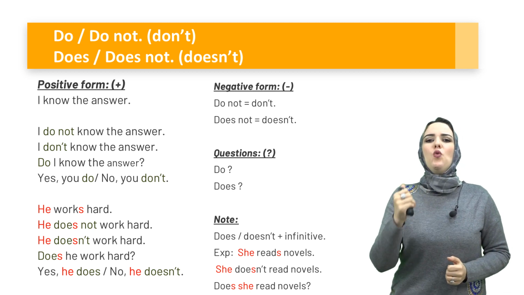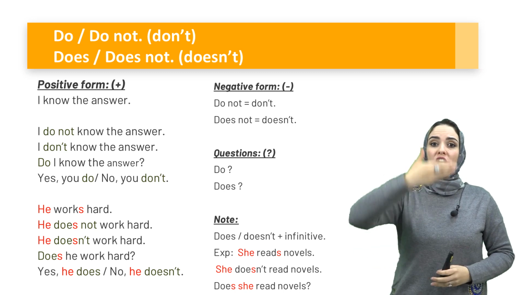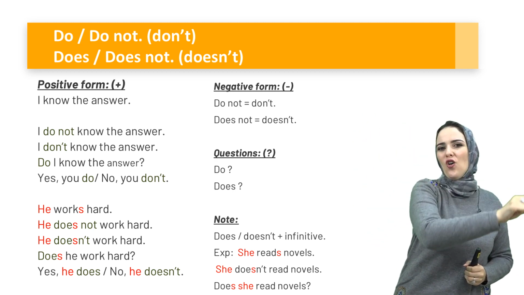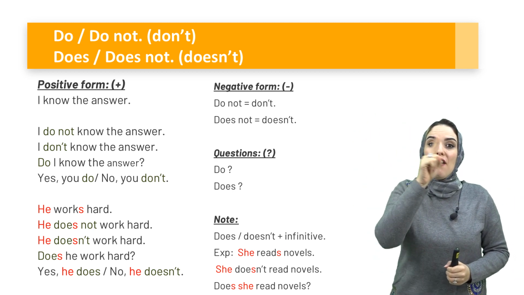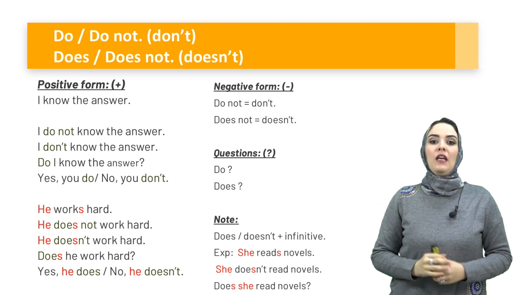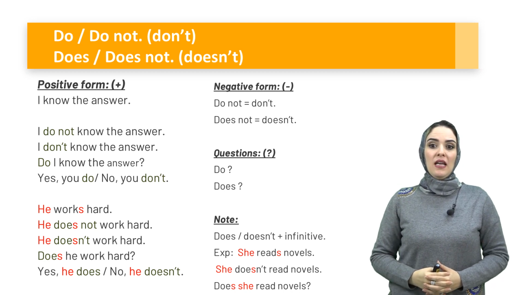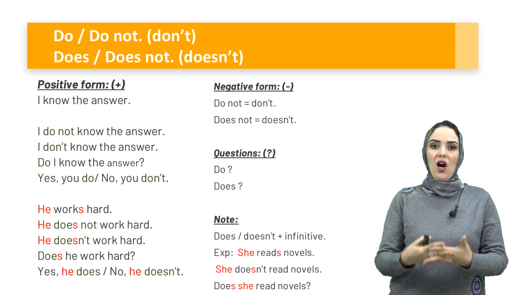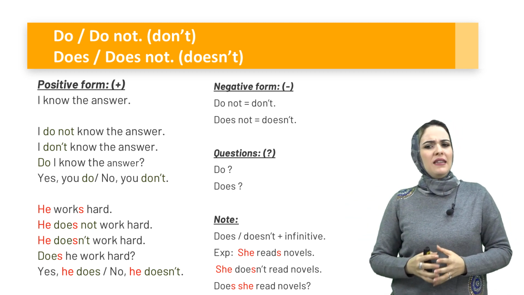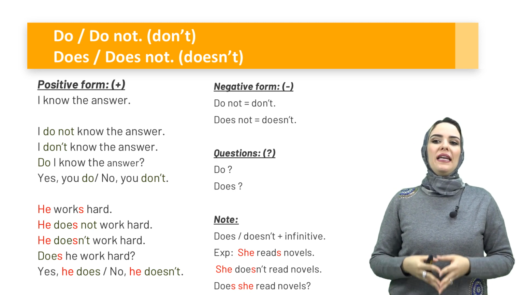Okay? He works here. The question, does he work here? Where's the S? The S went to the auxiliary. And because we have a word that ends in O, we need to add ES. Look at the examples. He works hard. He doesn't work hard. Does not, doesn't. Does he work hard? Yes, he does. No, he doesn't.